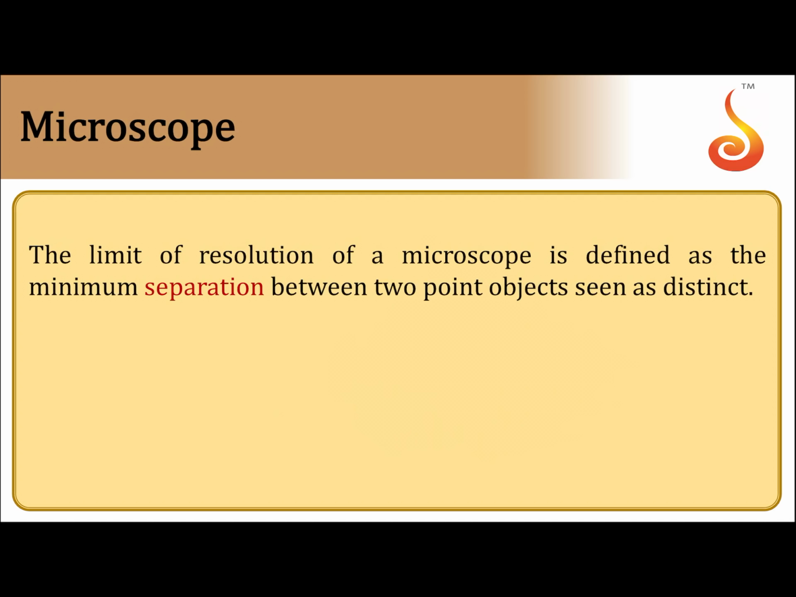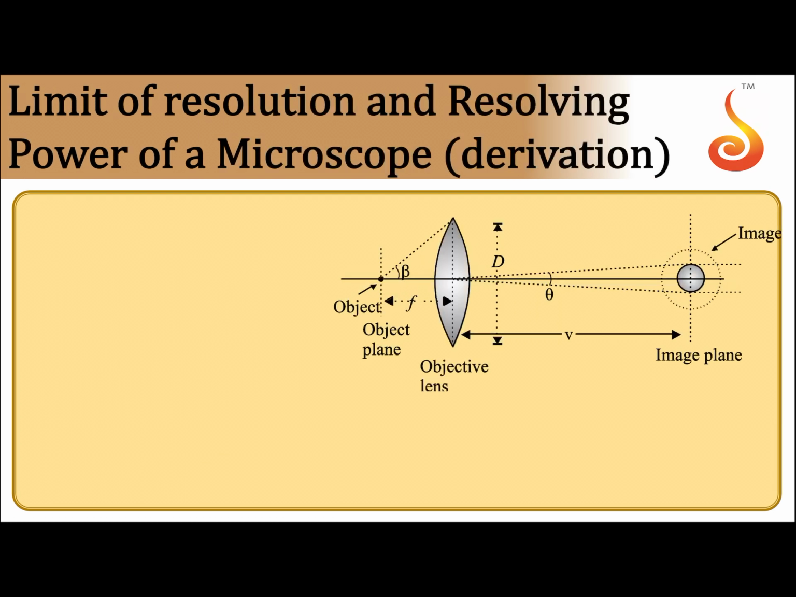Now, coming to microscope. In the case of microscope, limit of resolution is defined in a slightly different way. It is defined as minimum separation. Separation means it is a linear distance between two point objects to be seen as distinct. Limit of resolution of a microscope is defined as minimum separation between the two point objects to be seen as distinct. So, now we have derivation for calculating limit of resolution and resolving power of a microscope.